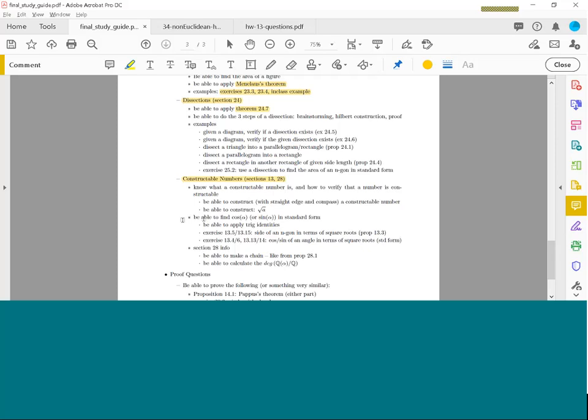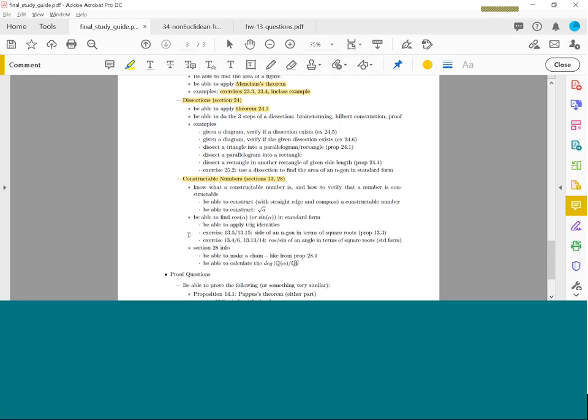Maybe you're asked to find a trig function, either sine or cosine of some angle. In this case, you'd need to be able to apply trig identities. I'm not assuming that you know all your trig identities. I would provide a list of the ones that are the best to use, and then you select which one you want. If you want some examples of these types of things, there are some exercises in section 13 that talk about that. The other thing you'd have to know is all of your answers would be expected to be in standard form, or they would be given and you'd select which one would work, something along those lines.